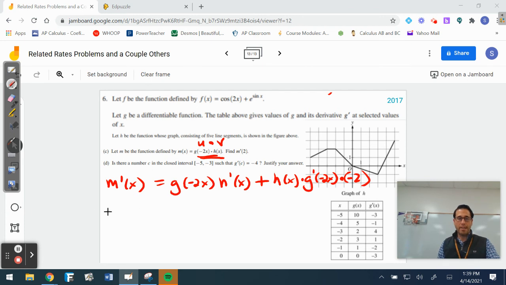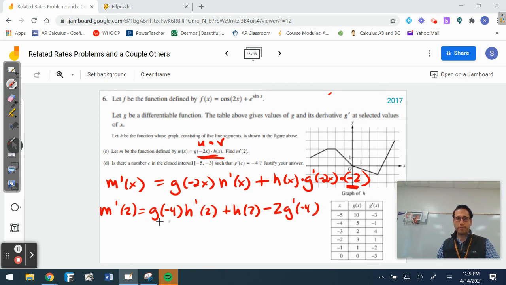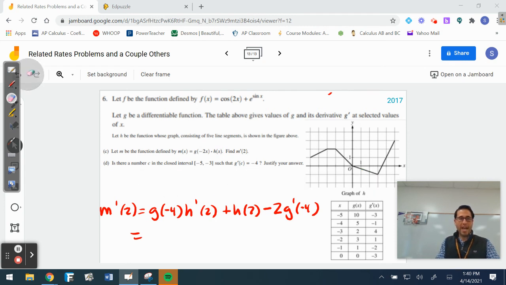Sorry, I'm in the way, but now we do m prime of 2, which would be g of -4, h prime of 2, plus h of 2. I'm going to bring this -2 out in front, g prime of -4. Okay, and then I'm assuming I'm just going to use some tables and the graph to get the answers. What's g of -4? Oh, sweet! They just give me a table. There's -4. G is 5. Okay, h prime of 2. We already did that, which was -1/3, right? Ooh, I want to check to make sure I got it right.